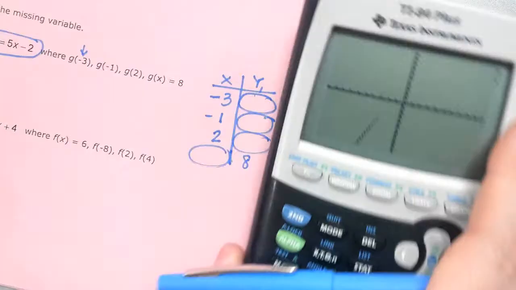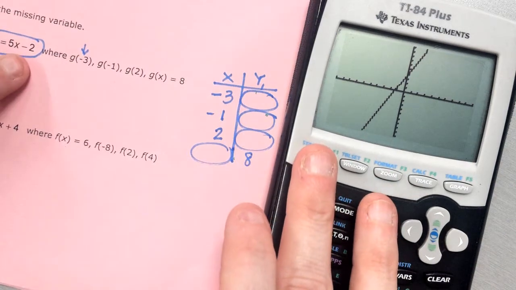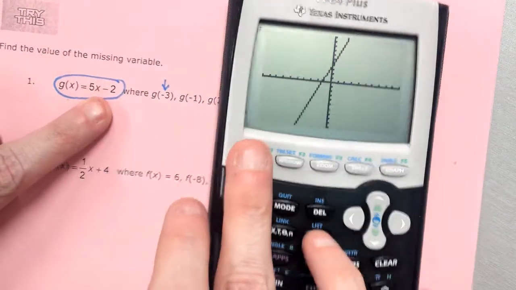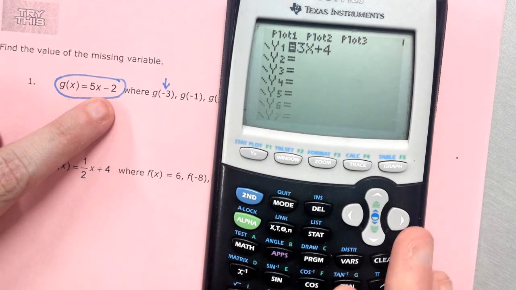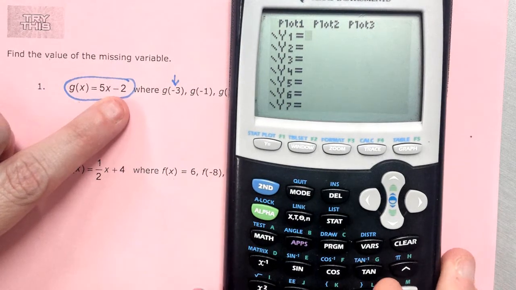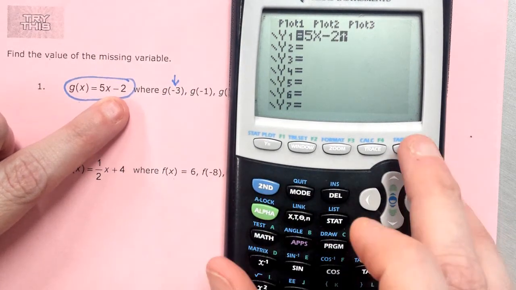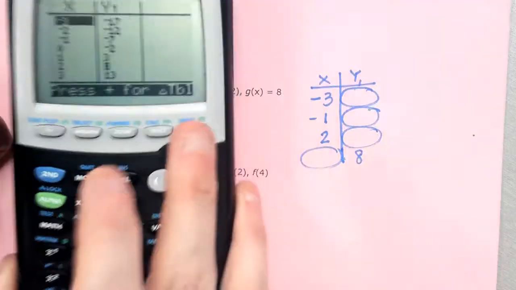And then what am I going to do? Y'all tell me what I'm going to do. What am I going to put in the calculator? The equation. Where do I put the equation? Y equals. So I go to y equals, and in y1 you put 5x minus 2. Okay, and then where do I go? Second graph. Second graph to look at the table, and then I'm looking for these values.